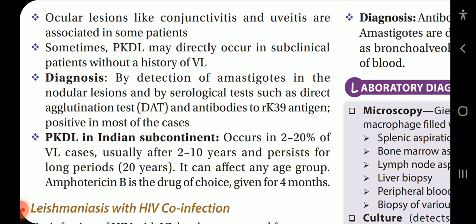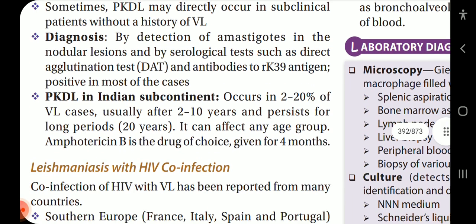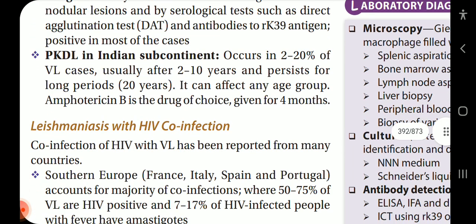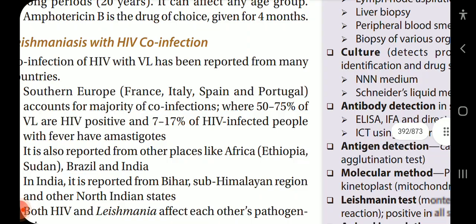Diagnosis: by detection of amastigotes in the nodular lesions and by serological tests such as direct agglutination test, DAT, and antibodies to rK39 antigen, positive in most cases. PKDL in Indian subcontinent occurs in 2 to 20% of the VL cases, usually after 2 to 10 years and persists for a long period up to 20 years. It can affect any age group. Amphotericin B is the drug of choice given for 4 months.